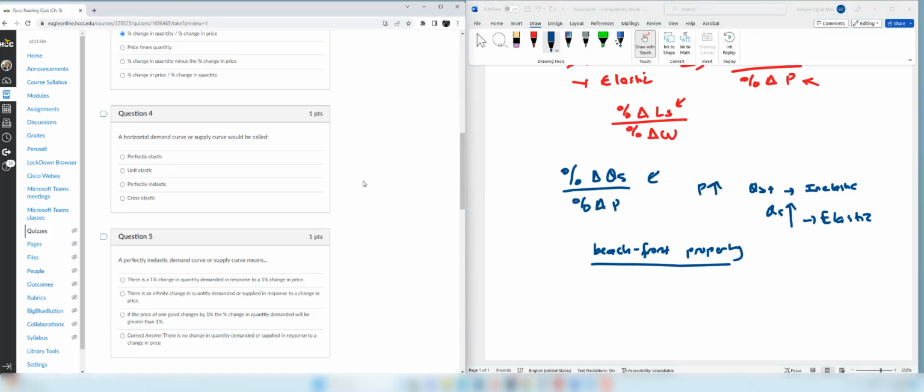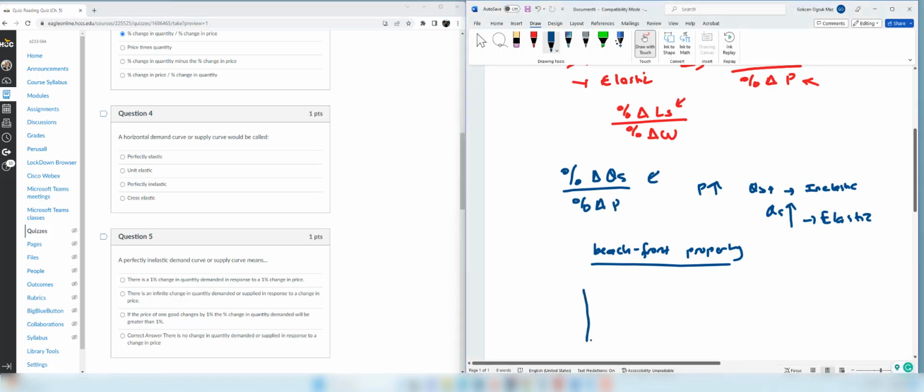Question 4. A horizontal demand curve or supply curve would be called. So here we need to understand how the shape of the demand curve or supply curve determines the elasticity of the product. For the demand curve, this is the price, this is the quantity. A horizontal demand curve represents a perfectly elastic demand. Perfectly elastic demand.